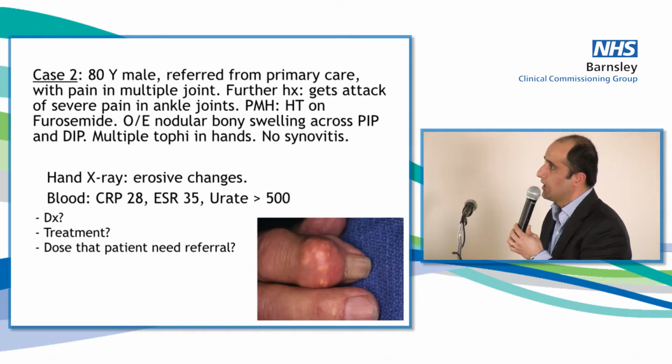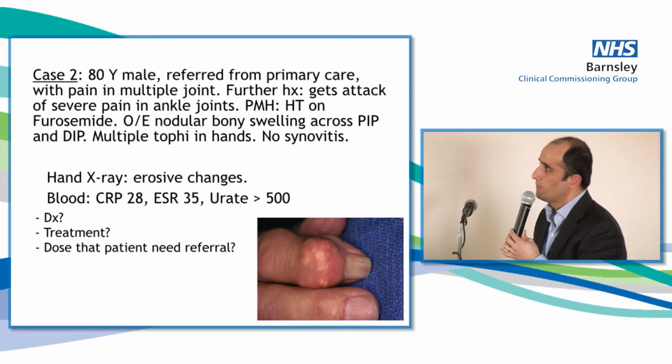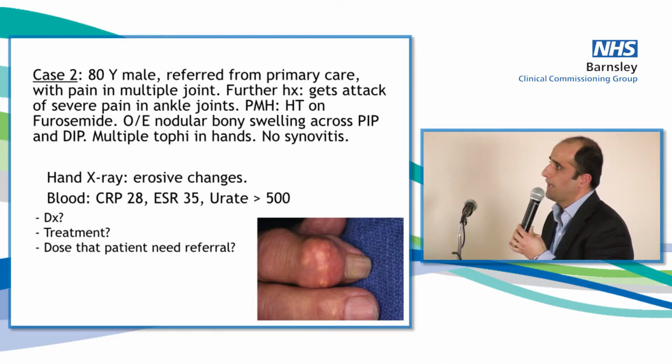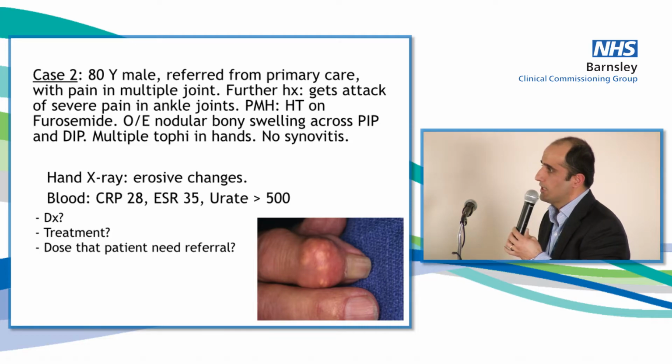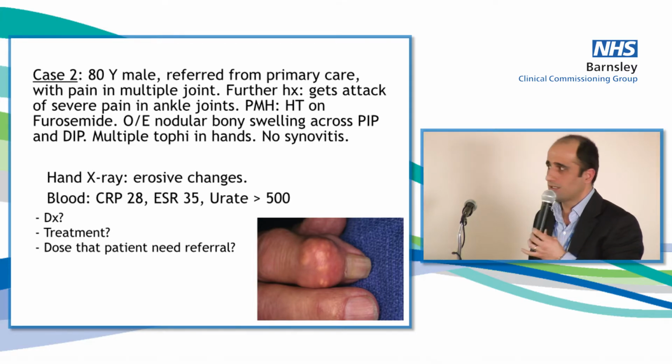Another case. I saw this patient as a new patient, an 80-year-old male referred from primary care with pain in multiple joints. Further history taken from him: he gets attacks of severe pain in the ankle joints, frequent attacks. He is hypertensive, on furosemide, and on examination there is nodular bony swelling across the PIP and DIP joints, and multiple tophi in the hands. This is the hands, and there is no synovitis. Hand X-ray shows erosive changes. The blood shows relatively high inflammatory markers, with ESR of 35 and CRP 28. Urate is more than 500. This is a crystal clear case of gout.